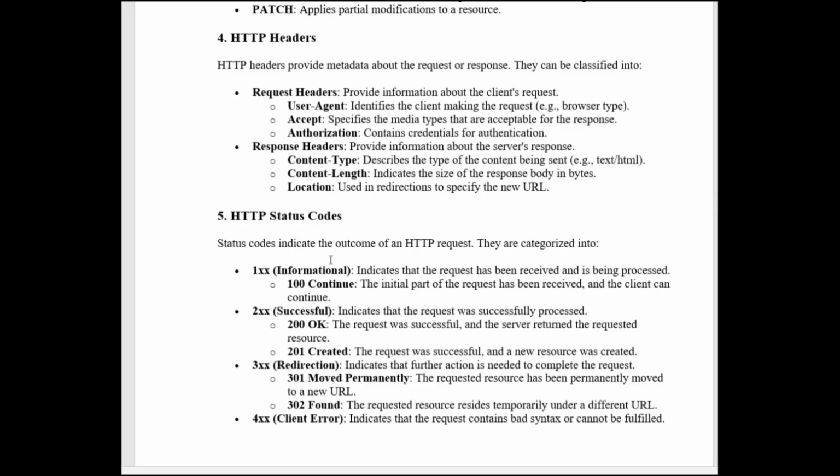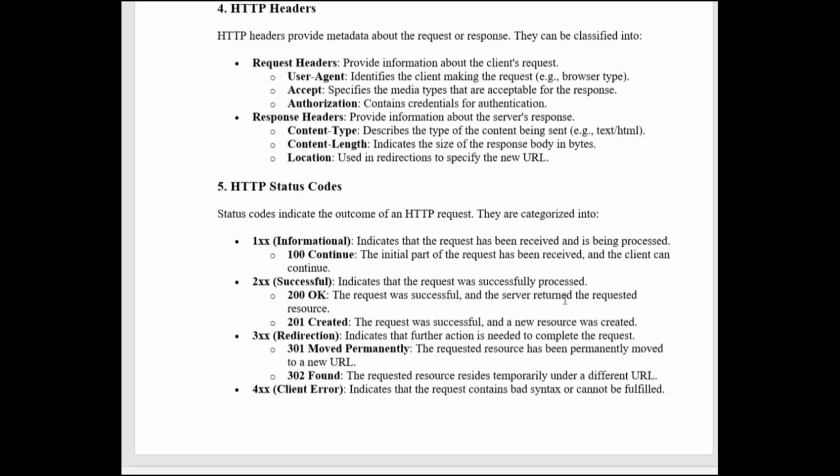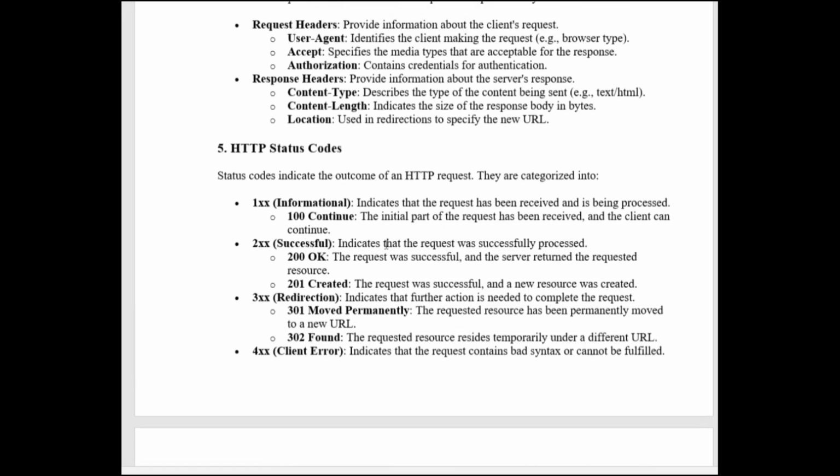HTTP status codes. Status codes indicate the outcome of an HTTP request. They are categorized into 1xx, informational, which indicates that the request has been received and is being processed. For example, 100 Continue: the initial part of the request has been received and the client can continue. 2xx, success, indicates that the request was successfully processed. For example, 200 OK: the request was successful and the server returned the requested resource. And 201 Created: the request was successful and a new resource was created.